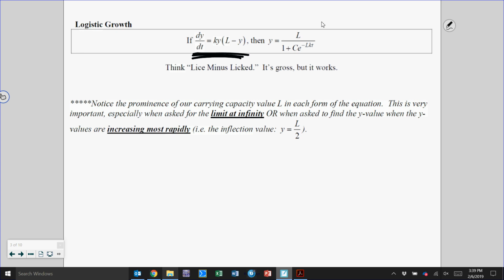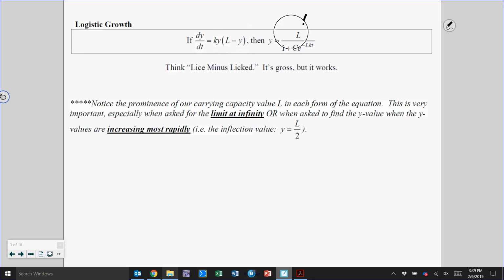Especially if they ask me things like, what's the limit as the variable goes to infinity? Well, as it goes to infinity, we know it's going to approach the carrying capacity. So in either format, I can see the carrying capacity, that's the limit. I don't even have to solve anything. I just know that's what's going to happen as I go to infinity.